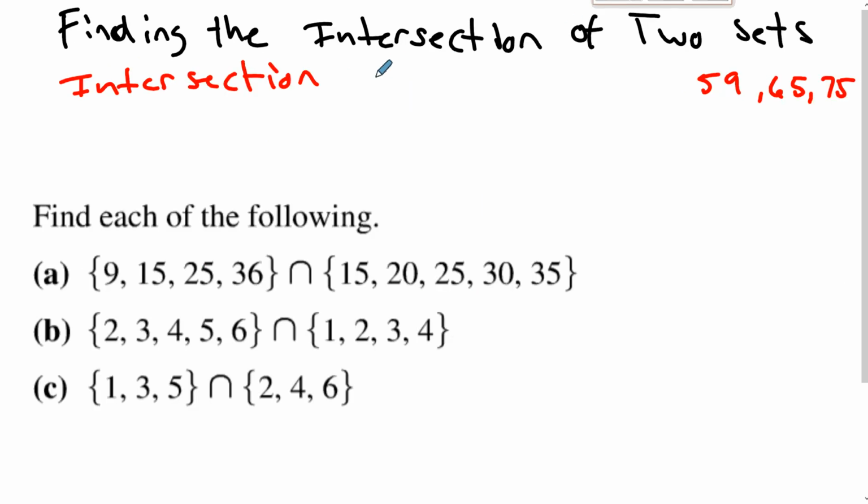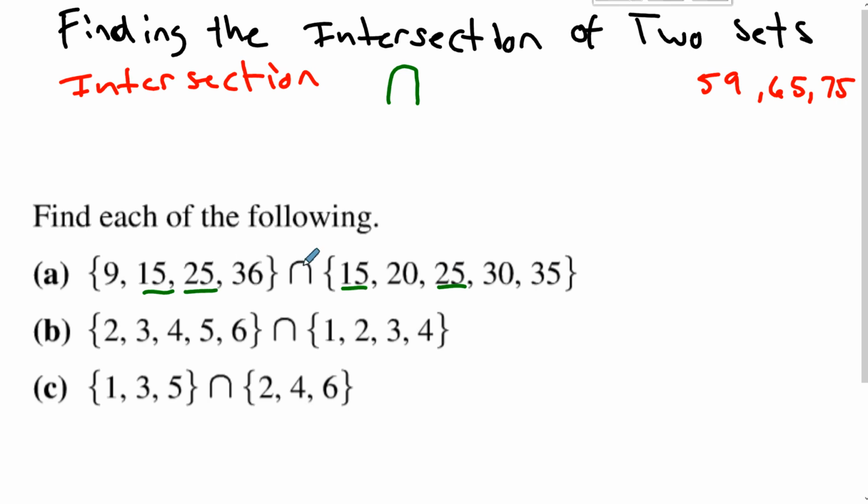Okay, so the intersection of two sets is an upside down U, or an N, I guess. Intersection means what's in both sets. What do both sets have in common? So looking for what they have in common, they both have a 15 and they both have a 25.